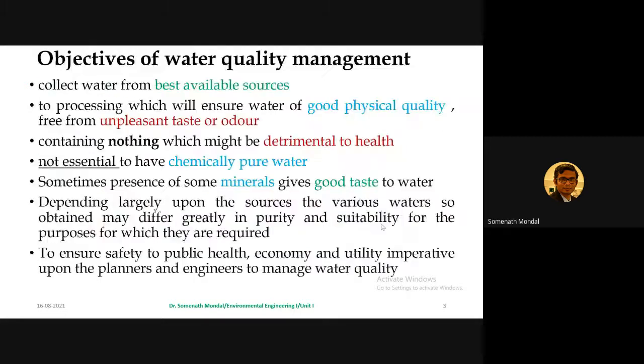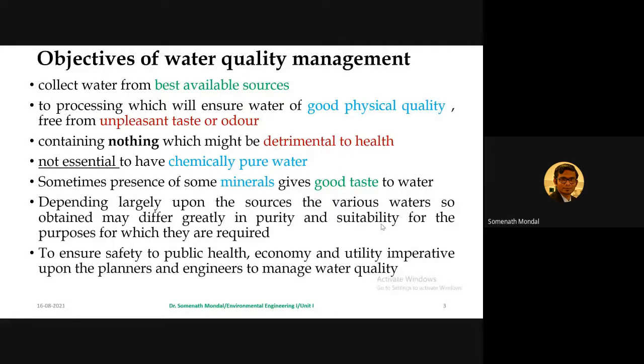So here we try to look at the main objectives of water quality management. First, we can say, collect water from the best available sources. If we have several sources present in the locality, we should be able to figure out which one is best in terms of quality of water, and which can suffice the demand that has been calculated after the population forecasting and so on.